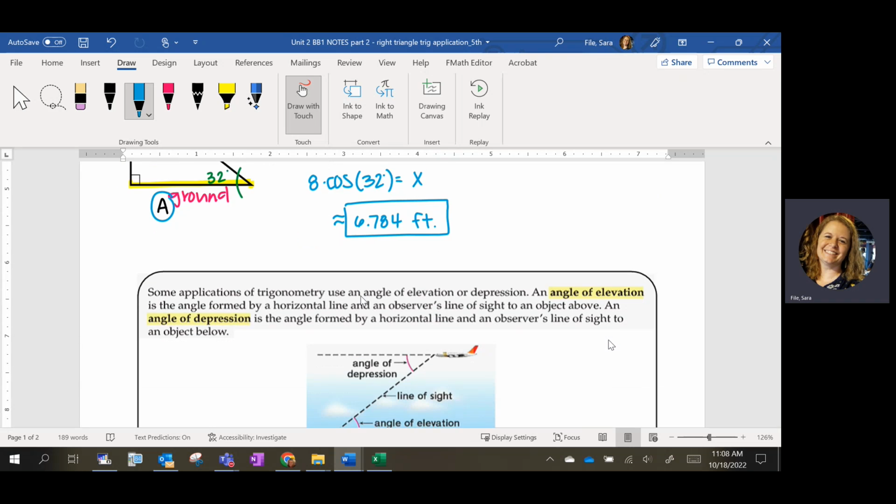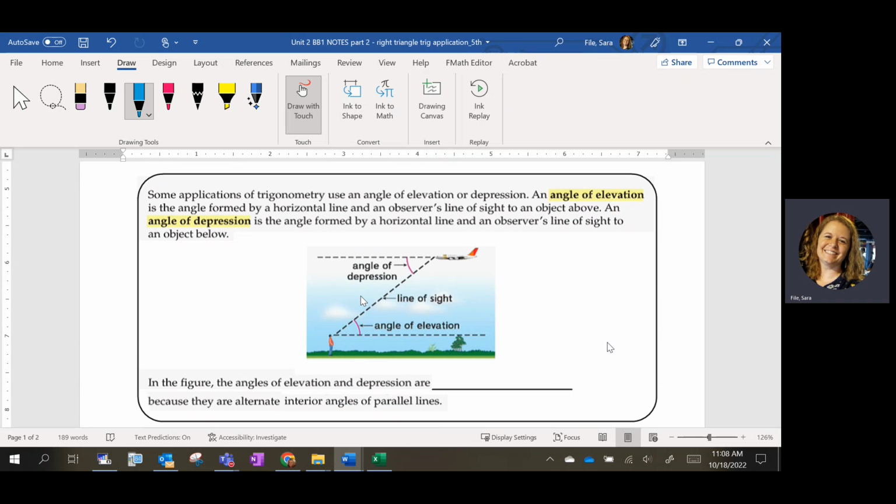Now, before we jump into another question, I just want to introduce some vocabulary phrases that you need to know. They're highlighted there. It's angle of elevation and angle of depression. Elevate and depress, those are opposites, aren't they? Elevate means to go up, depress means to go down.